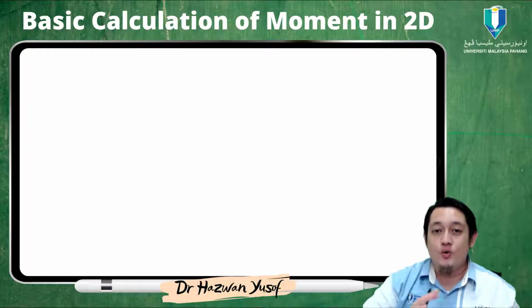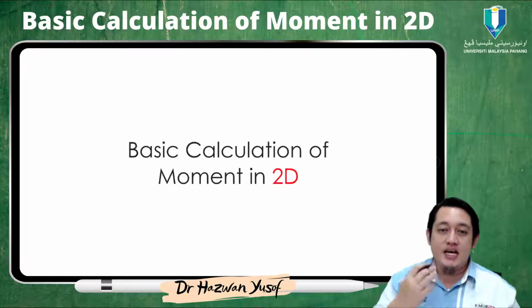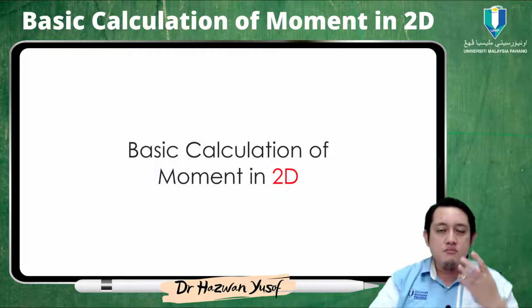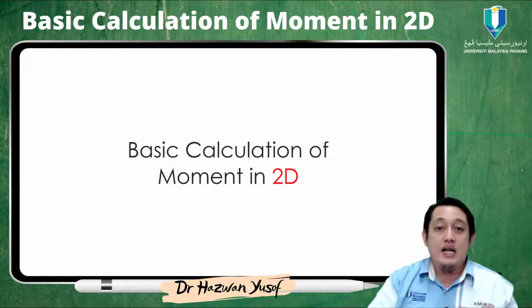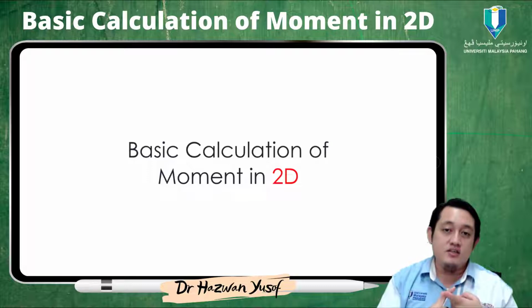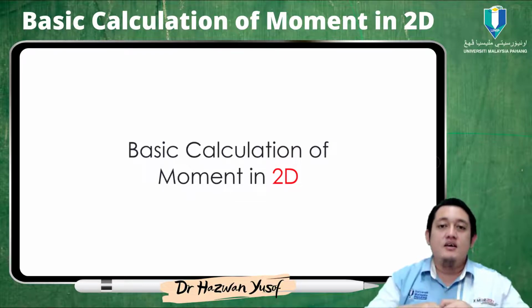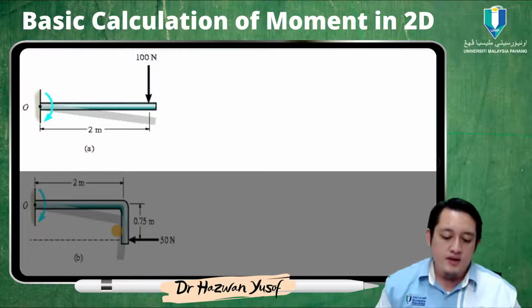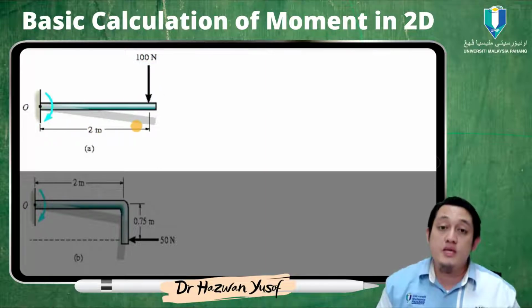Today, we are going to learn the basic calculation of moment 2D. In the previous lecture, we already learned about what is moment, and how to calculate moment using force times distance. So, let's take a look at this figure here. Figure A. We have 100 Newton, and then we have a distance which is 2 meter, and we have a rotation point which is point O.